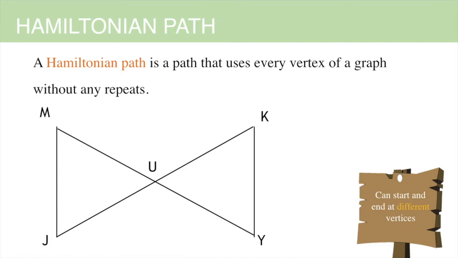Okay, here's an example of a Hamiltonian path. We start at K to Y, Y to U, U to M, M to J. Notice that we did not use all of the edges in this graph; we didn't use the lines J to U and U to K.